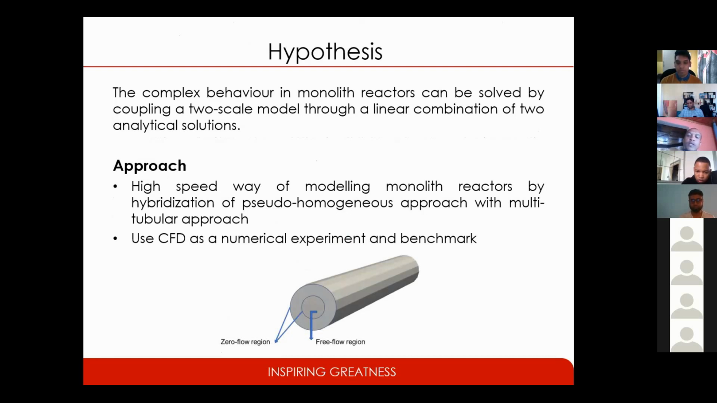So now the approach that we used in solving this system is a high-speed way of modeling monolith reactors by the hybridization of the pseudo-homogeneous approach with the multi-tubular approach. This will be clearer as we go through the presentation. As you know, we have to validate the model results. So we used CFD as a numerical experiment and benchmark. And this we did using the published data of CFD. So we took that and validated it under the same operating conditions to gauge whether our method works.